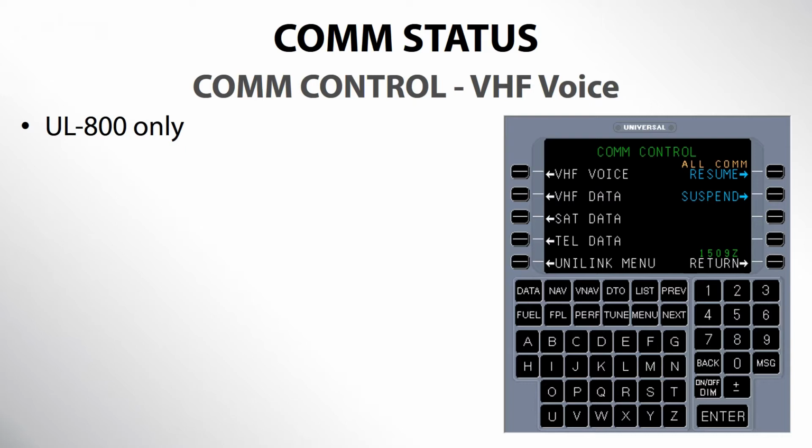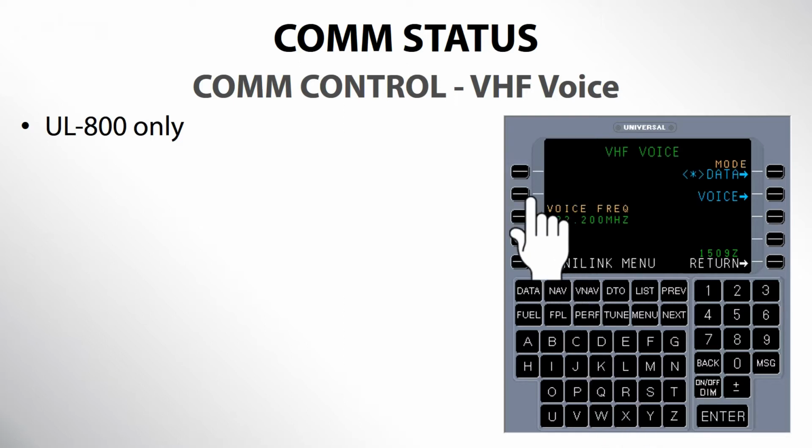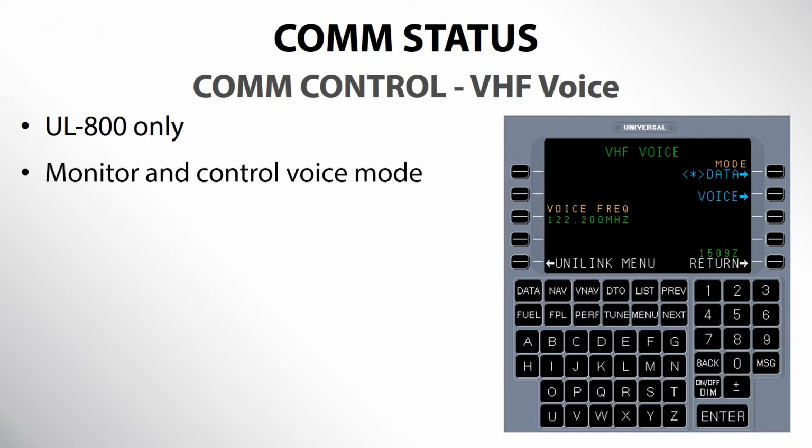The VHF voice option is available if the VHF radio supports voice communications. This option does not apply to the UL801 with the internal voice data radio. The VHF voice page is used to monitor and control voice mode, configuration permitting. If the configuration enables the Unilink to control voice mode, line select keys 1 and 2 right allow selection of the mode as either data or voice, respectively.